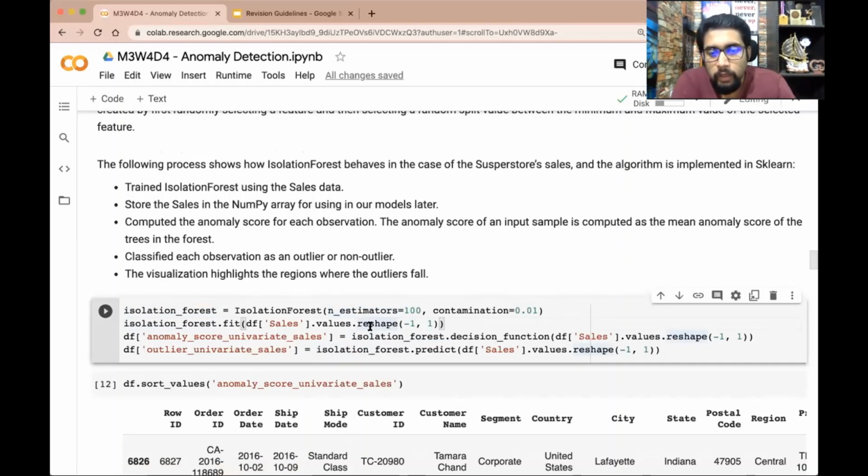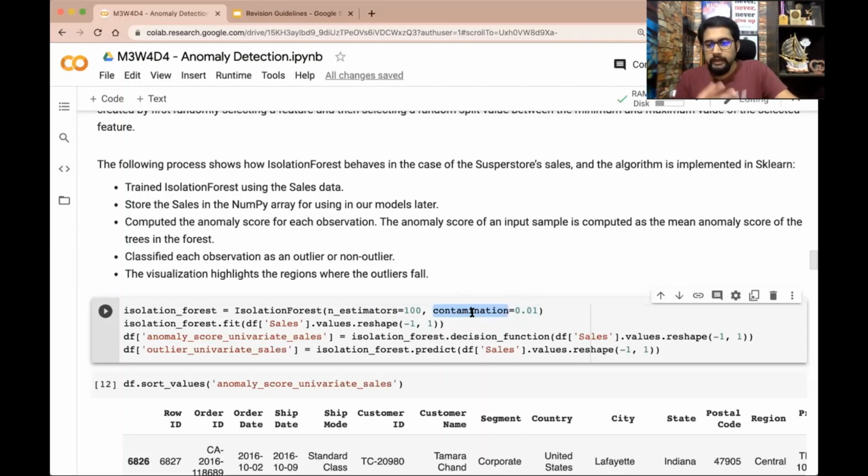What is contamination? Basically, it is asking what is your guess of the percentage of anomalies in this data set. How many anomalies are you looking for in this data set? So 0.01 means that I said there are 1% anomalies in this entire data set. That is basically the parameter contamination: the percentage of anomalous points that you expect in this data set.